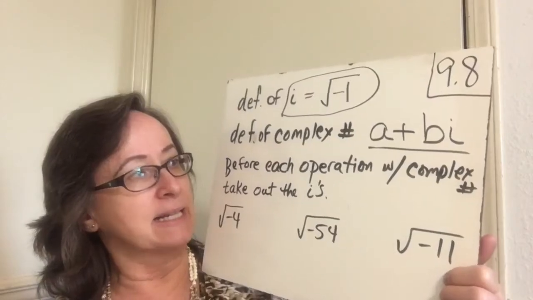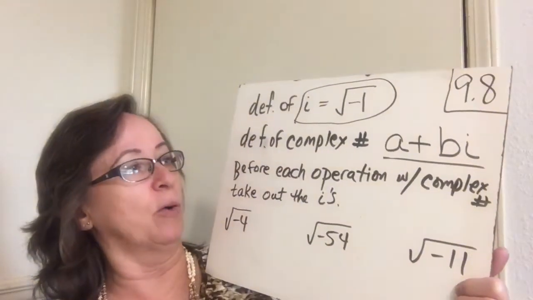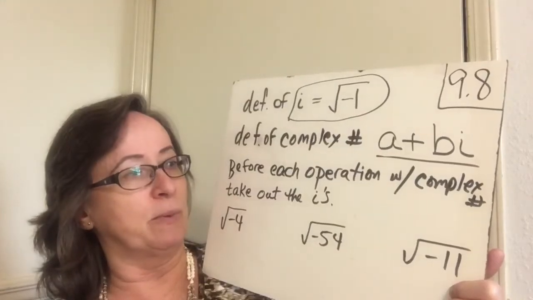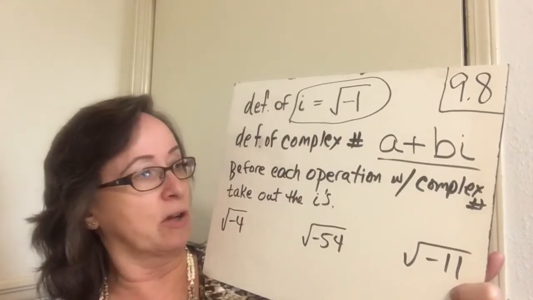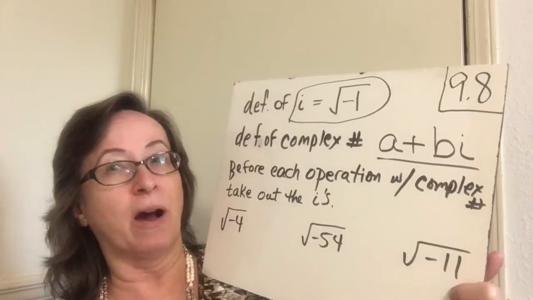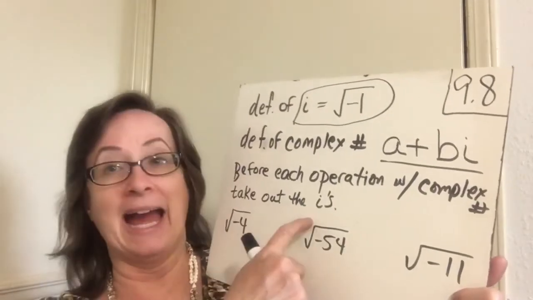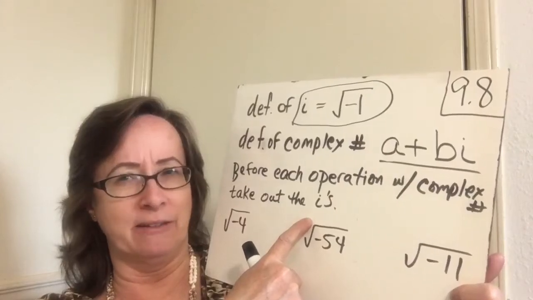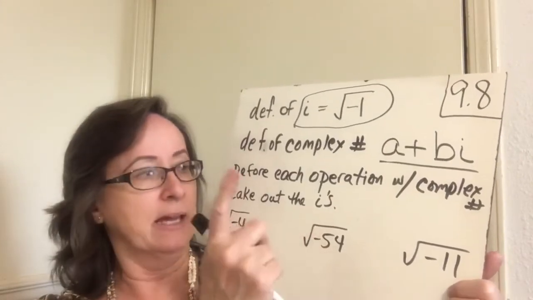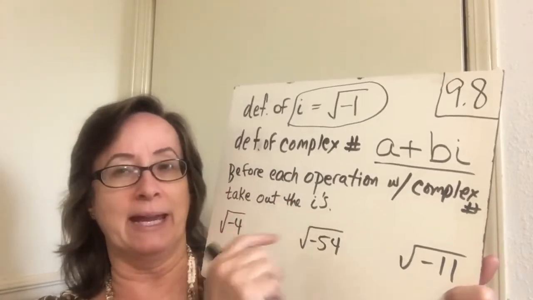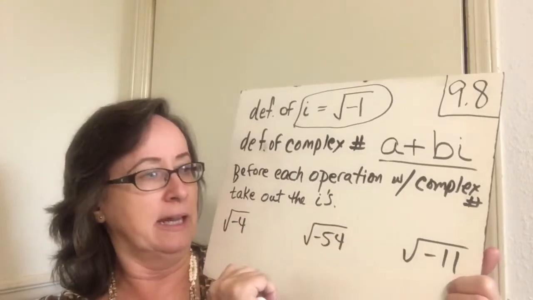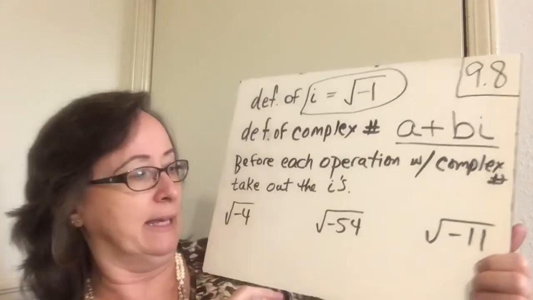Okay, and so one of the ways that we're going to learn to deal with imaginary numbers, complex numbers, is to always take the i out before I proceed with any kind of operation, okay? So I want to go ahead and simplify down to where I have my i pulled out, and we'll show you how to do that here.